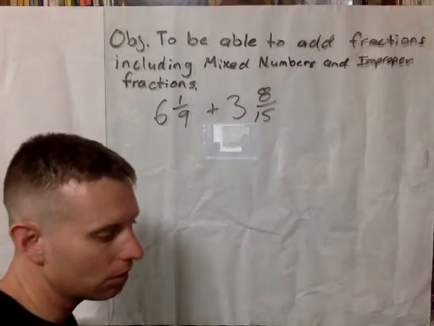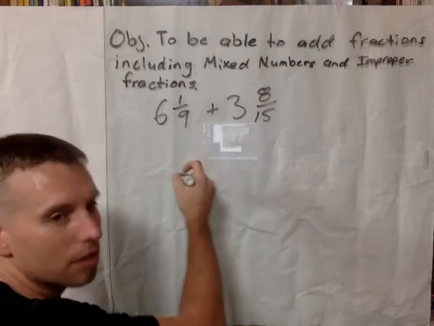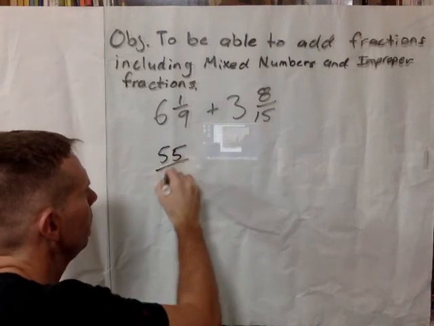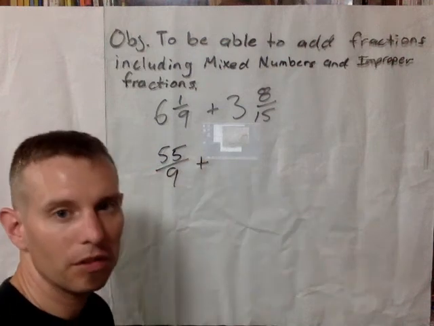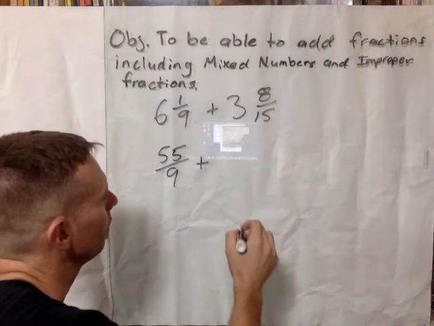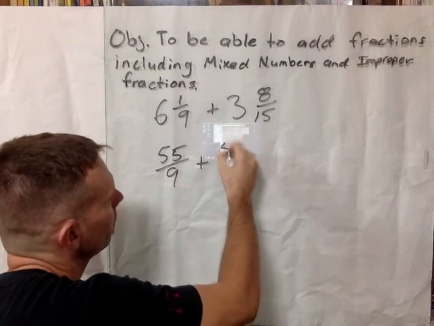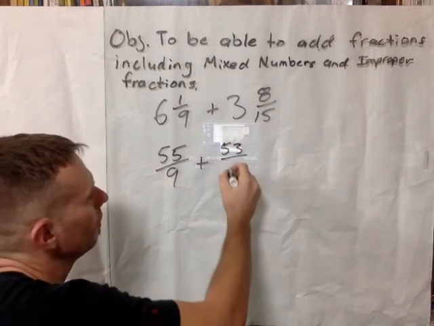So first we're going to make these into improper fractions. 6 times 9 is 54, plus 1 is 55 over 9. 3 times 15 is 45. 45 plus 8 is 53 over 15.